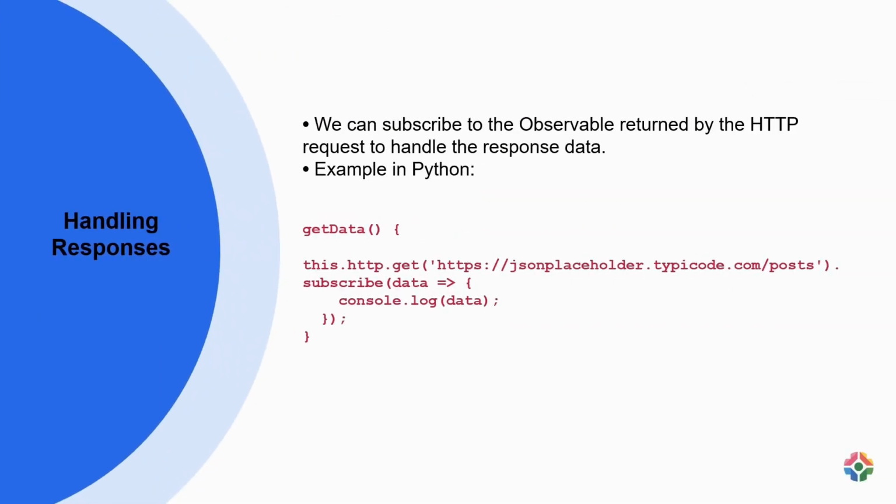The observable returned by an HTTP request in Angular allows us to manage the response data efficiently. Upon subscribing to the observable, we can handle the received data within the subscribed function. In the provided example, the http.get method is used to fetch data from a specified URL, and the subscribe function is employed to print the retrieved data to the console. This approach is widely used in Angular applications to retrieve and process data from external sources, such as APIs.